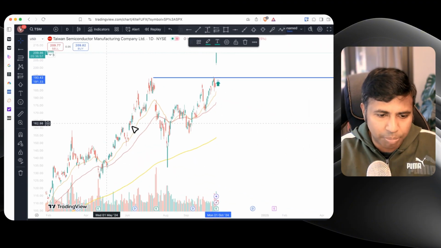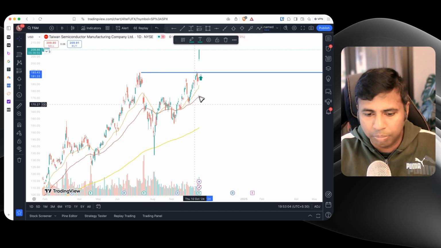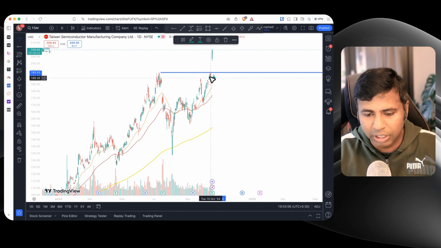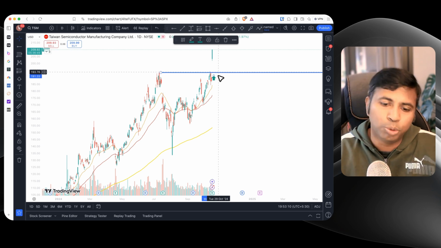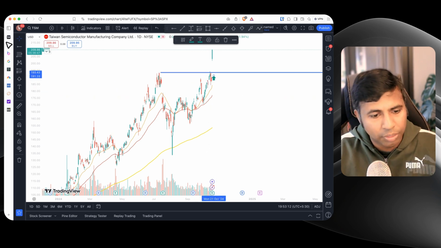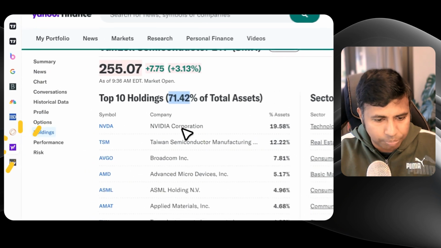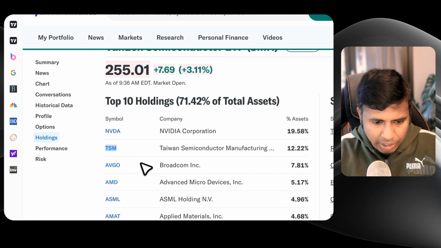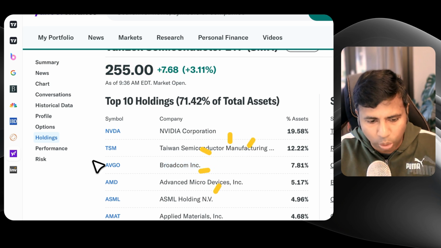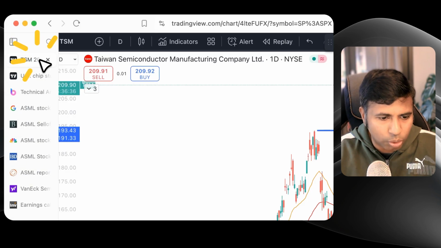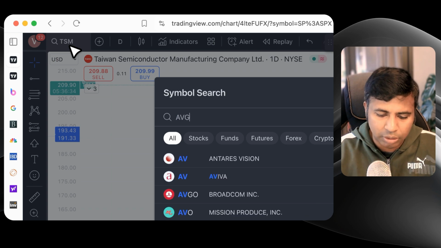So that is the Taiwan Semiconductor stock price, and you can see that it's very far away from the moving averages, and all the moving averages are pointing up, showing significant strength. That's the second leader in the SMH ETF. The next one, which has close to 8%, is Broadcom. Let's look at AVGO on the charts.